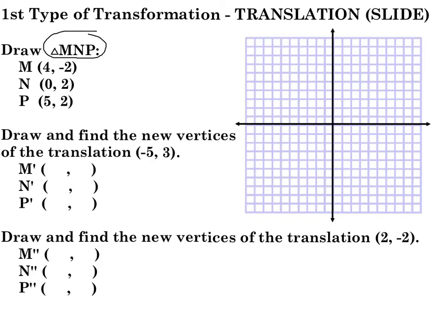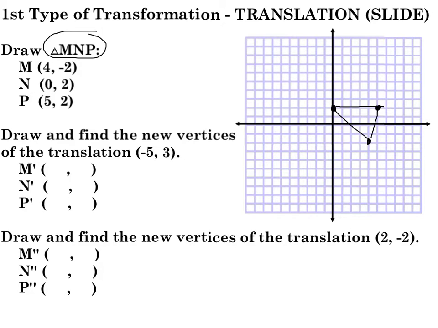Okay, let's see if you graph these correctly. So point M is at 4, -2, which would be right here. Then we have N, which is at 0, 2. And then we have P, which is at 5, 2. Go ahead and connect the dots with a ruler so that it makes a triangle. I apologize that mine won't be completely straight because I don't have a tool that will make it perfect.